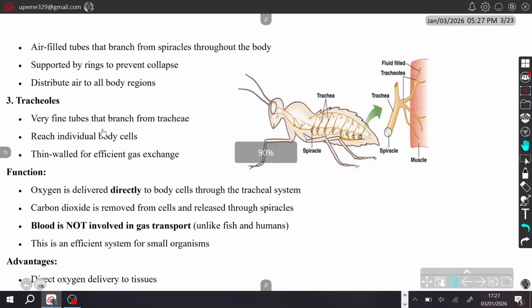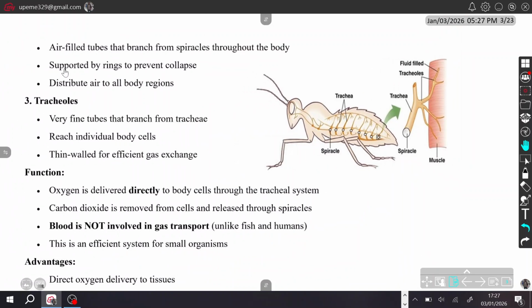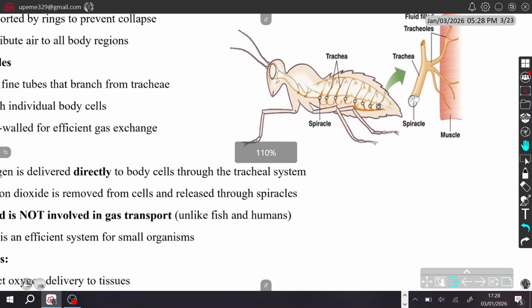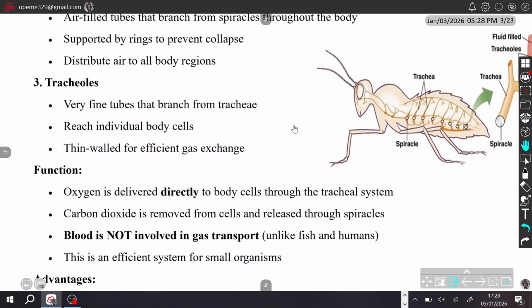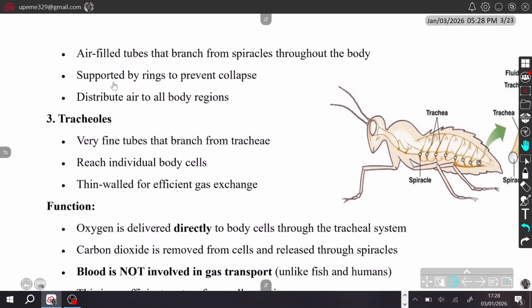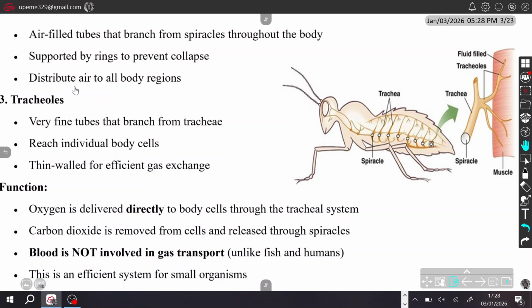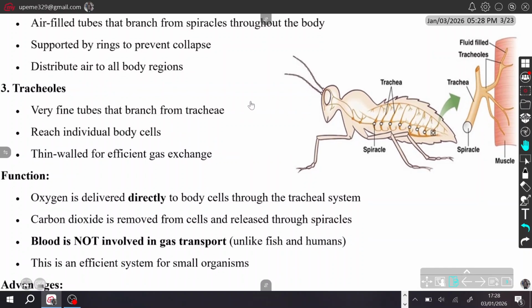All right, so now what are we saying? They are supported by rings to prevent collapse. So in a trachea, inside here, there are rings like the ones found in our windpipe, so that they are prevented from collapse. Now these distribute air to all body parts. They ensure that when air enters, it is distributed to all body parts.